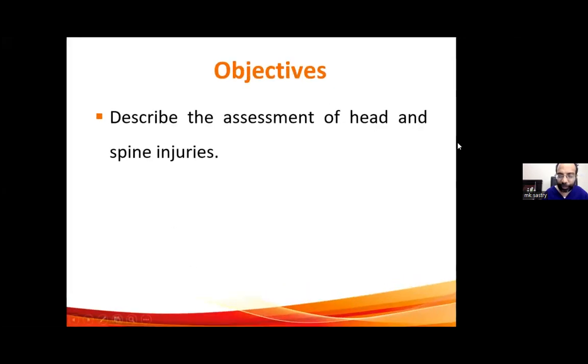Describe the assessment of head and spine injuries. The main objective is to describe the assessment of head and spine injury.